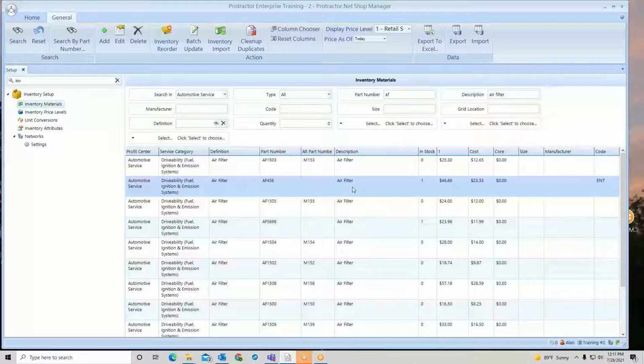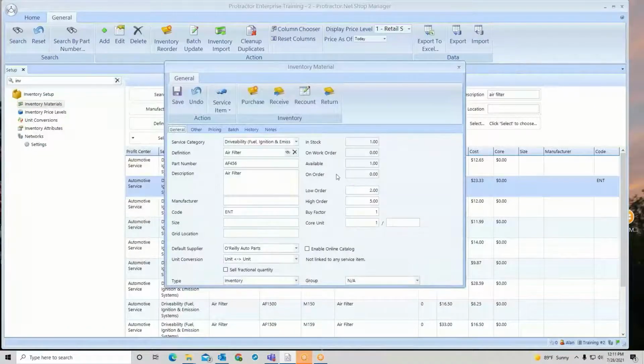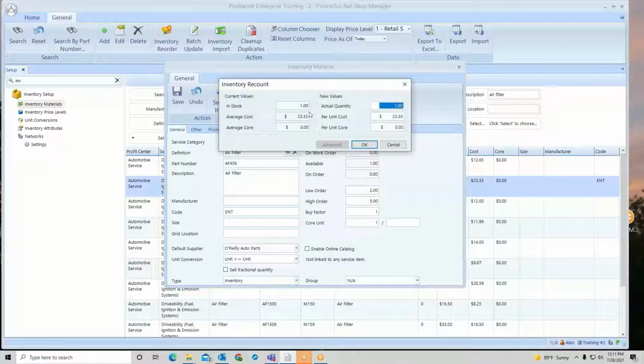Now, what a lot of people forget about when you're doing these recounts, let's open this back up. What if I want to recount this up, but this cost per unit is different? So that gets a little bit tricky, because then I'm going to say, well, I actually have 3 of these, but my cost per unit is $25. So I'm counting it up. That's going to increase my asset value in my inventory. It's going to be a negative expense, plus it's going to be a little bit of higher price.